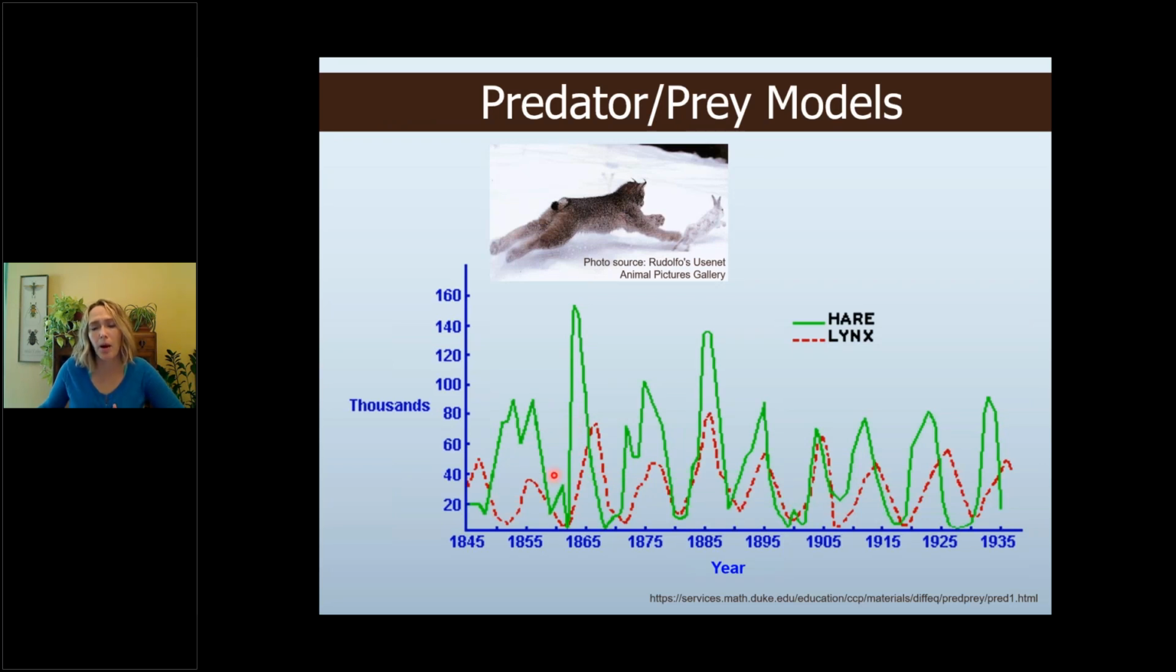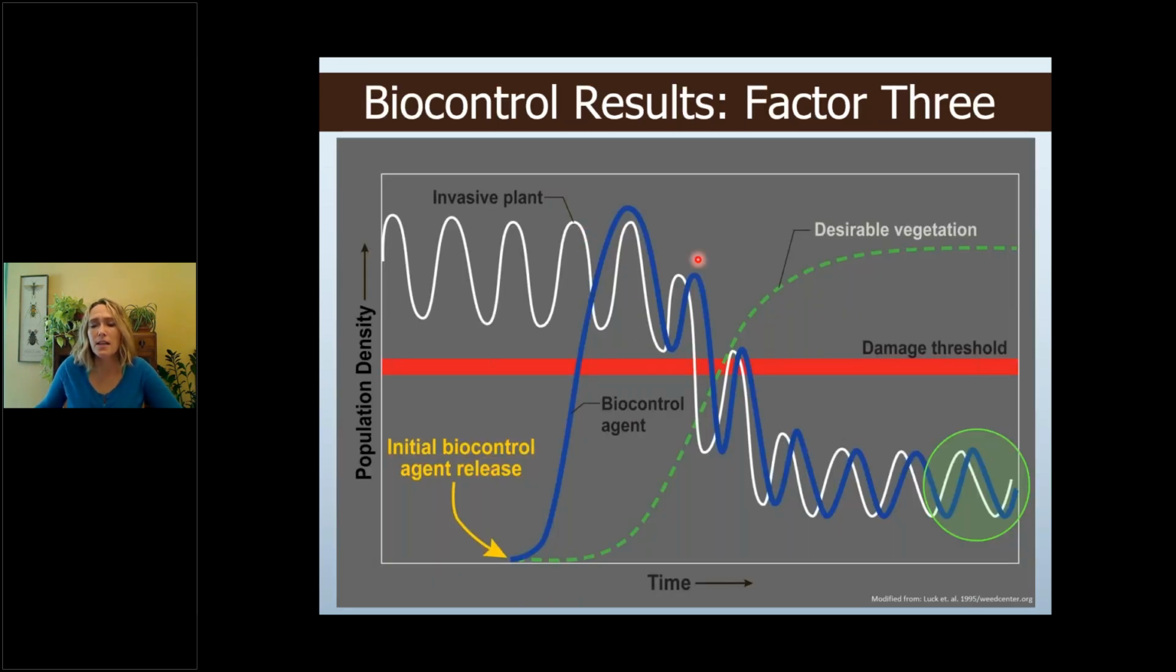So as our weed populations are high, the biocontrol populations can get quite high. And then our weed populations tend to do these dramatic crashes. And then of course our biocontrol populations will crash as well. And that gives the weeds an opportunity to resurge, and the biocontrol agents have to build again. And so you can see how that would follow these predator-prey models. The key that we're hoping to see is that over time, once this sort of craziness comes to an end, we get this more even balance down below the damaging threshold.